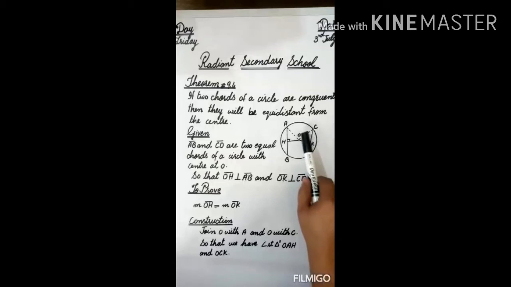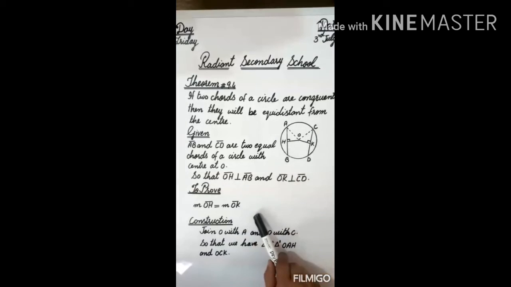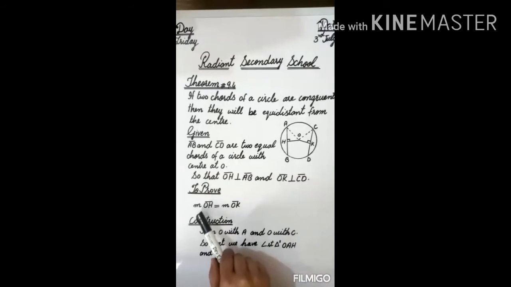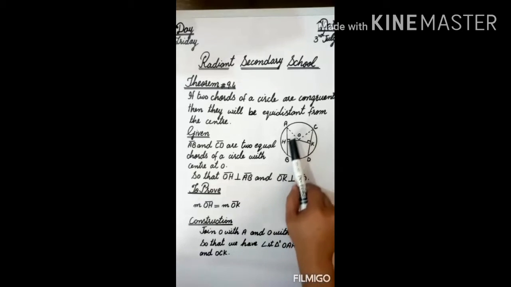Now OK is perpendicular to the chord CD. Similarly, OK is intersecting the chord CD by making an angle of 90 degrees. That's why OK is perpendicular to CD. Now what do we have to prove? We have to prove that measurement OH is equal to measurement OK. This we have to prove.